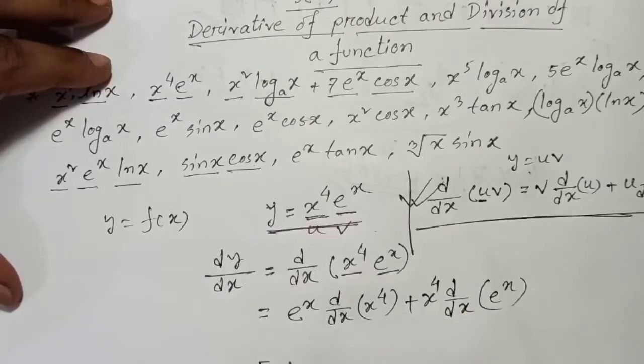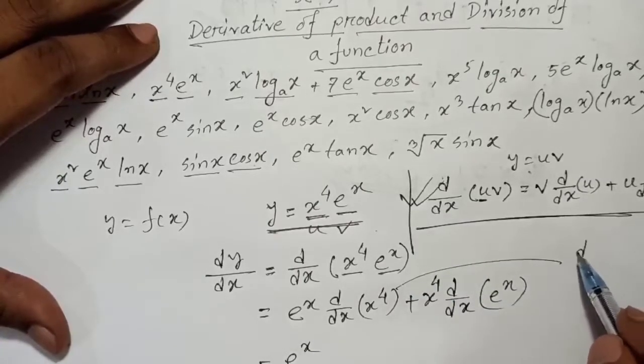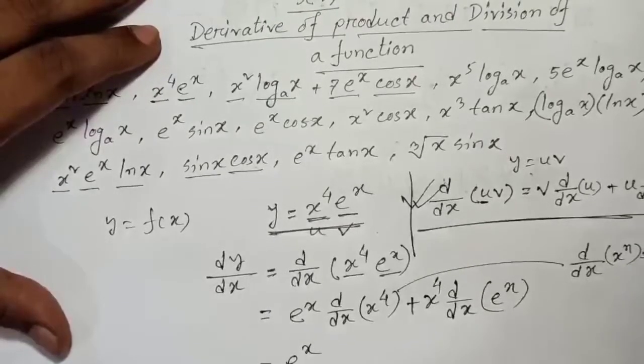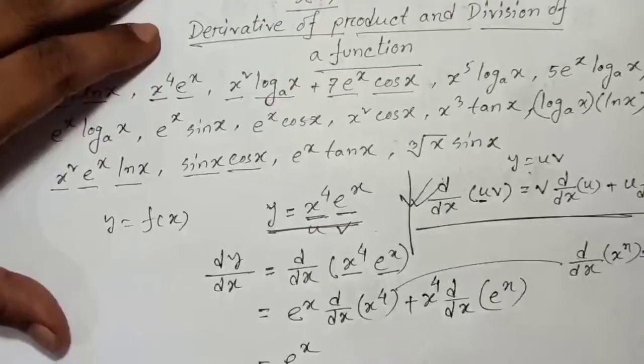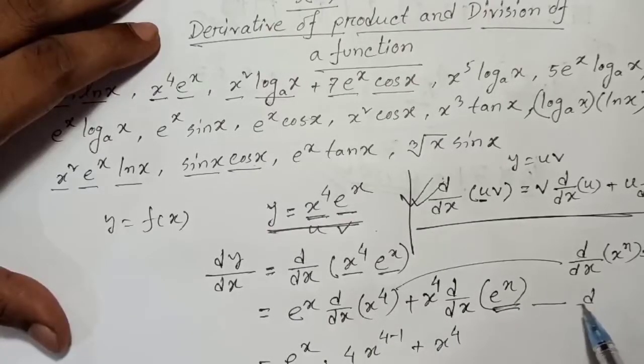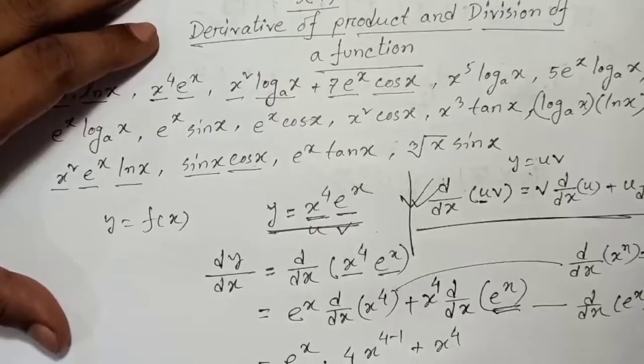So if we differentiate x to the power 4, here there is a formula: d/dx of x to the power n equals n x to the power n minus 1. Here n is 4, so 4 into x to the power 4 minus 1, plus x to the power 4 and e to the power x. So we can write d/dx of e to the power x equal to e to the power x.